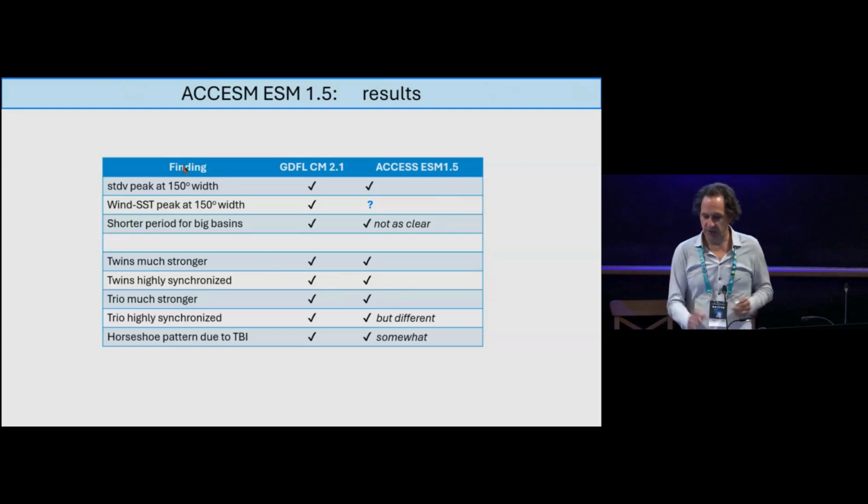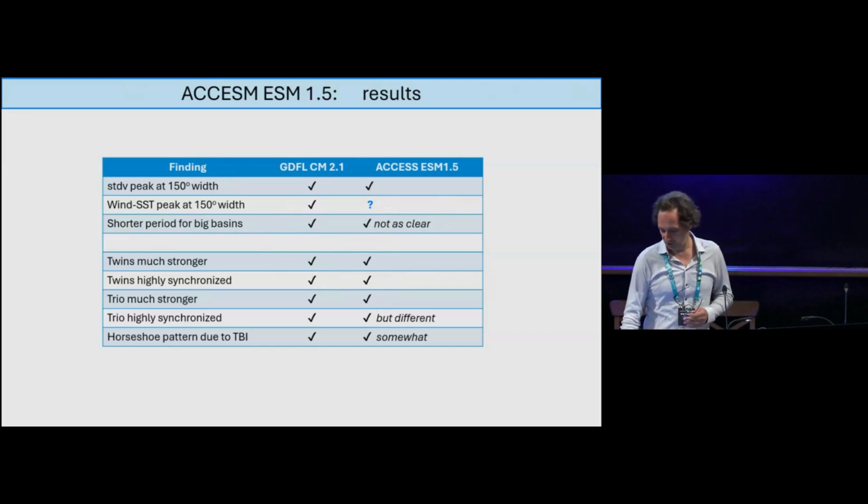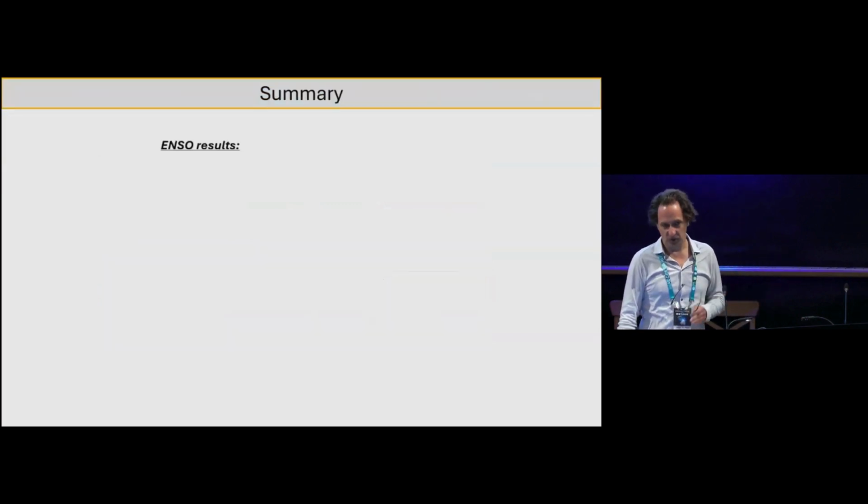In terms of findings, I have a number of things listed here that I find in the GFDL model. I basically find all of this in the ACCESS-ESM model as well. I have not tested all of it. The wind-SST relationship, I haven't looked at it. And some of the things are not as clear or not as strong as in the GFDL model. But basically, both models show the same results.